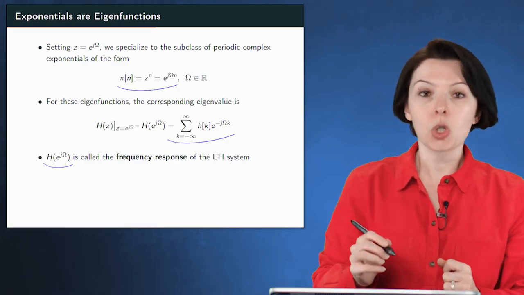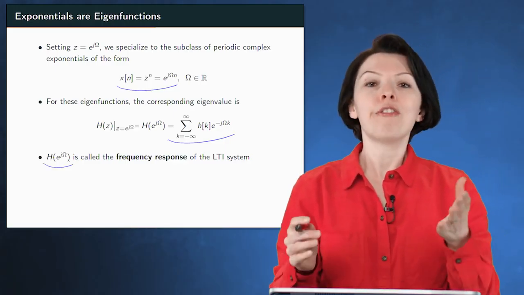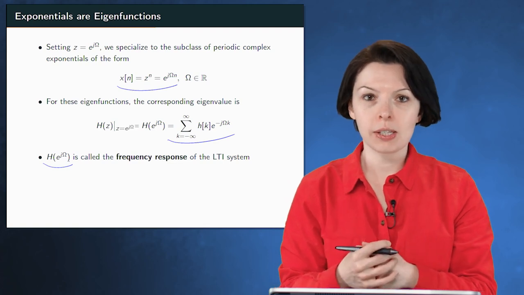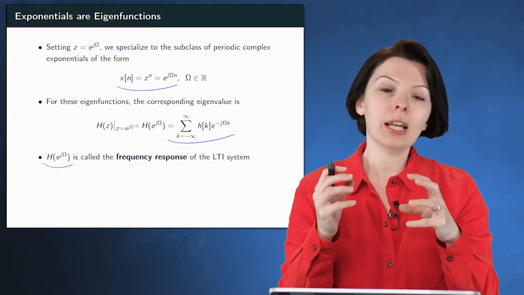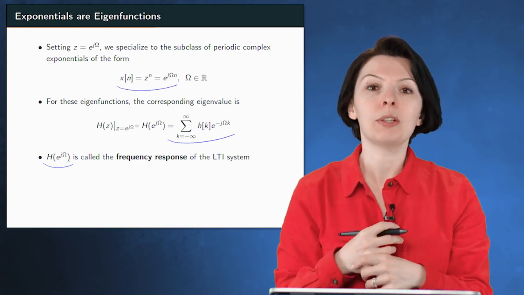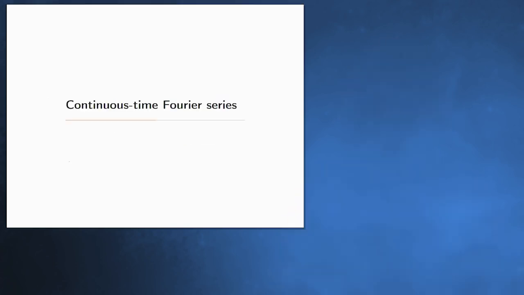So H of e to the j omega is called the frequency response of the LTI system. This is the subset of H of z values in which z is equal to e to the j omega. All right, so let's move on to the continuous time Fourier series and see how we can find the Fourier series of continuous time signals.